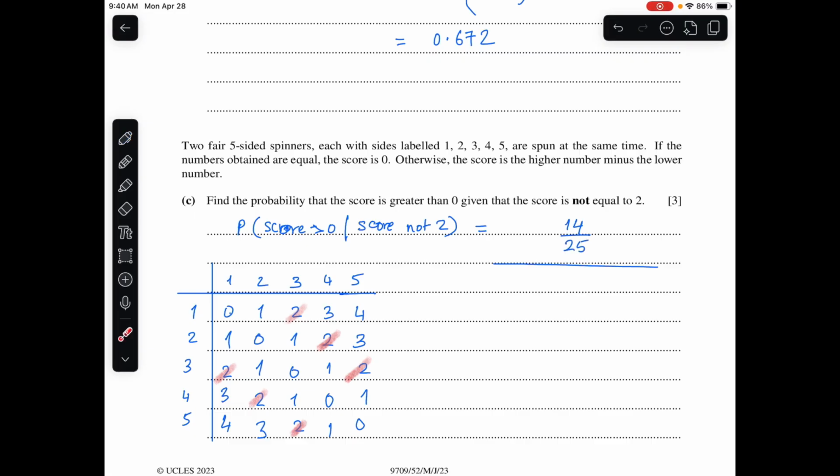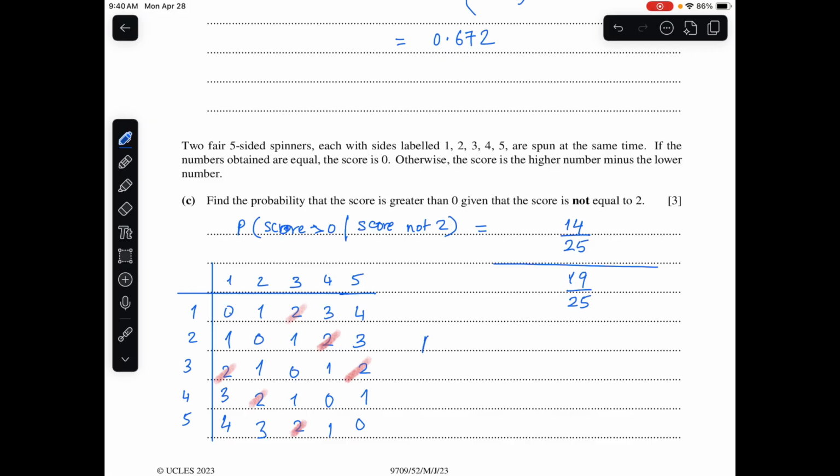So we know that that's 14. Then divided by probability of score not equal to 2. So we know that is 14, plus you add the zeros. 15, 16, 17, 18, 19. So that's going to be 19 out of 25.